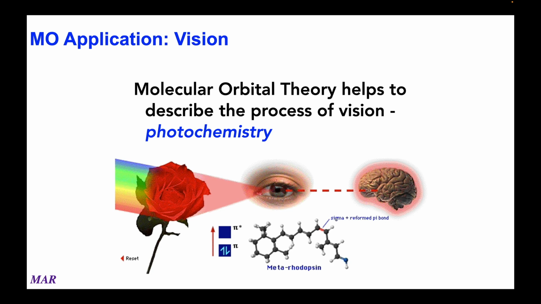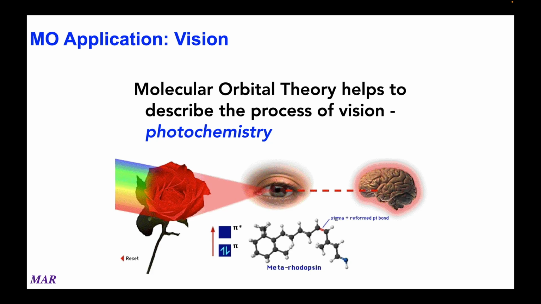And rhodopsin has a double bond. And so when you see red, the light comes in. It has just the right amount of energy to break that pi bond, but what it really does is that it takes one of the pi bonding electrons and promotes it temporarily to an anti-bonding pi orbital. So it goes from the pi to the pi star.